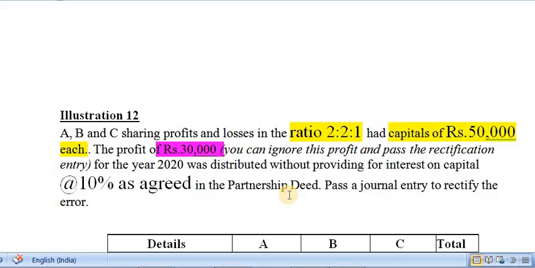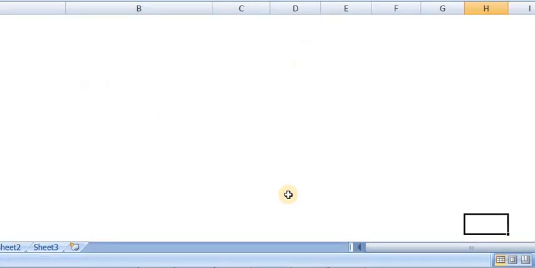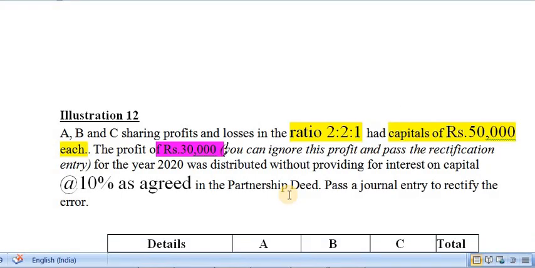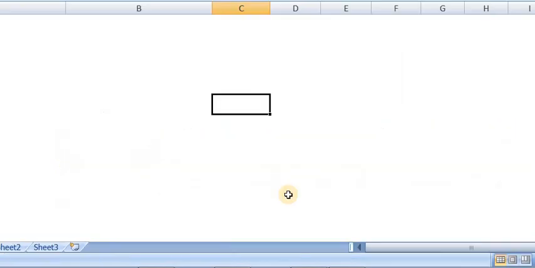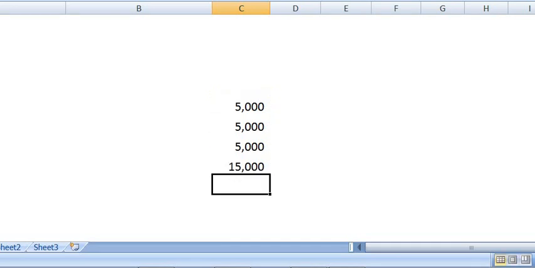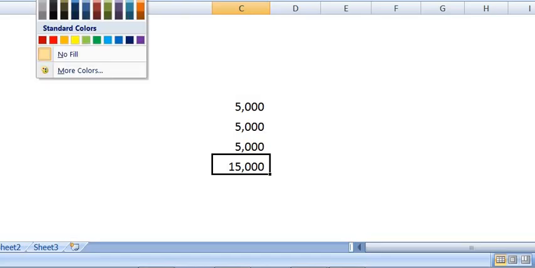Step 1: decide how much you have to distribute. Interest on capital, 2:2:1, 50,000 each. Interest on capital at the rate of 10%. On 50,000, 10% is 5,000, 5,000 and 5,000. Total is what? You know that, 15,000 we have to give. Give 15,000, take out 15,000. That is the story.